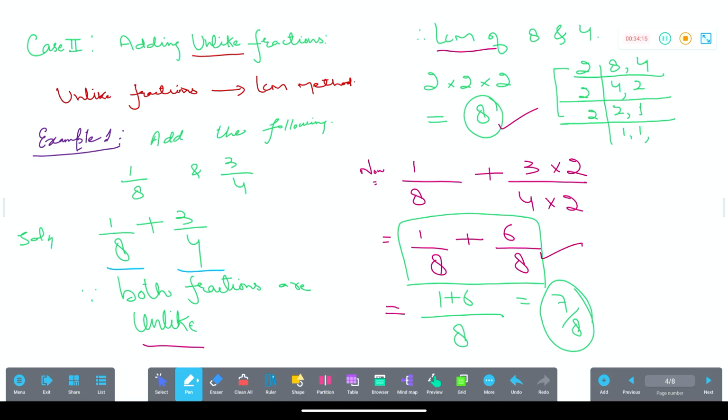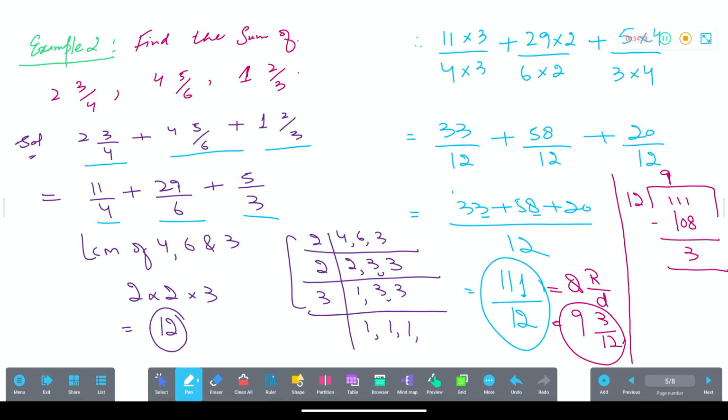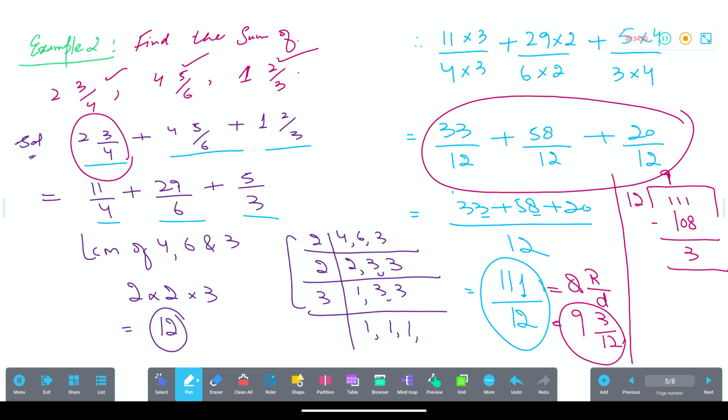Then next, find the sum of these three mixed fractions. First, you have to convert them into improper fractions. Then carry on with the LCM method. Make the denominator of every fraction equal to their LCM. Once they become like fractions, what do you have to do? You have to add the numerators and keep the denominator the same. Then you will definitely get an improper fraction, but you have to convert that improper fraction back to the mixed fraction if the question is already given in mixed form. Now carry on.